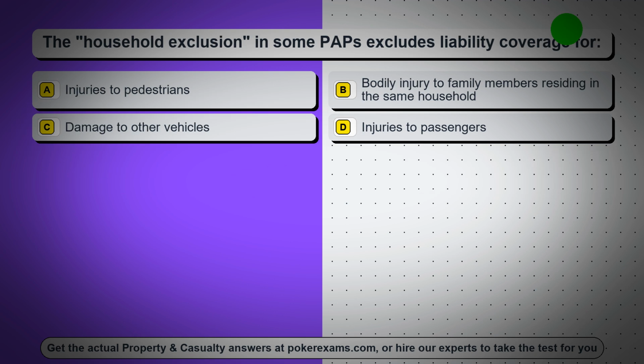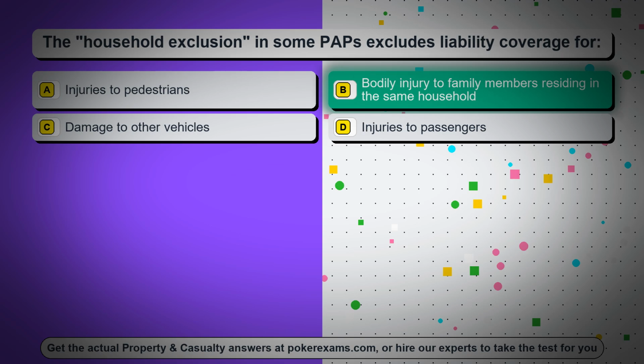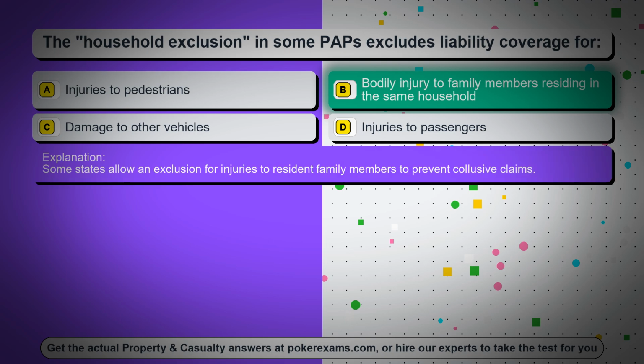Question 85. The household exclusion in some PAPs excludes liability coverage for option A, injuries to pedestrians. Option B, bodily injury to family members residing in the same household. Option C, damage to other vehicles. Option D, injuries to passengers. The correct answer is option B, bodily injury to family members residing in the same household. Some states allow an exclusion for injuries to resident family members to prevent collusive claims.